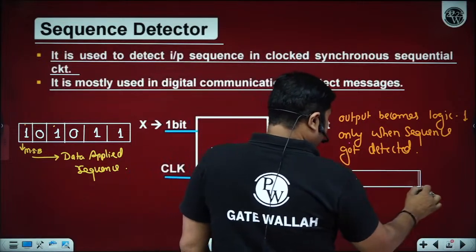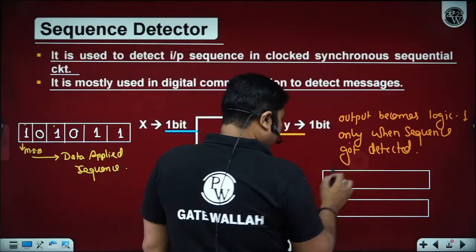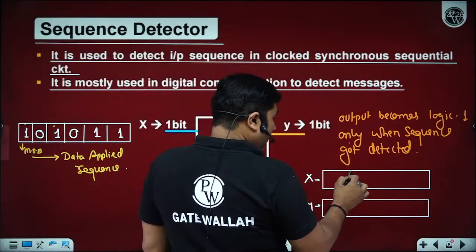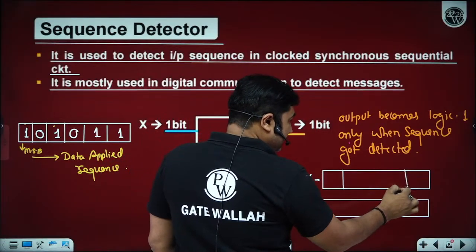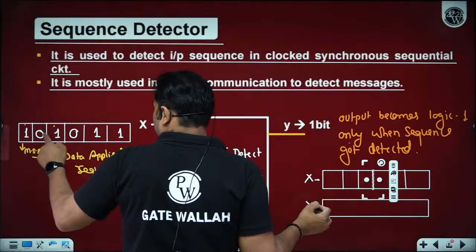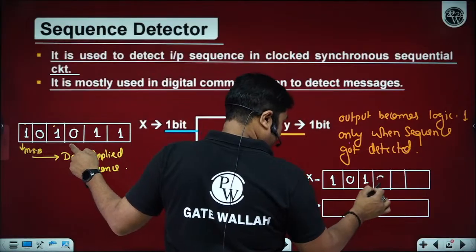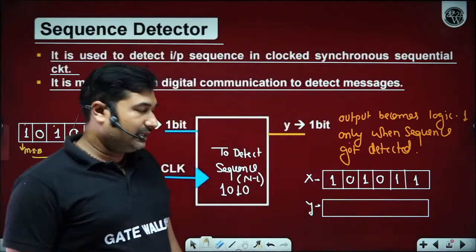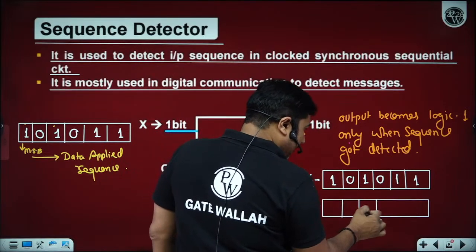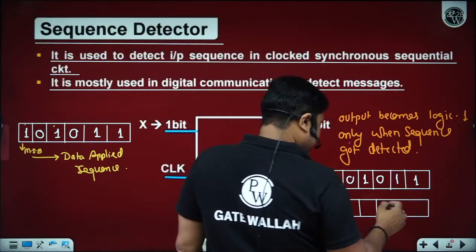Now please observe, we have an input X and we have an output Y. What is the sequence of the input onto the sequence detector? The sequence detector receives a particular message, and if we observe, the message is 101011. Is it okay? Yes, sir. And the output will become logic 1 only when the required sequence is detected. Only when the required sequence is detected.